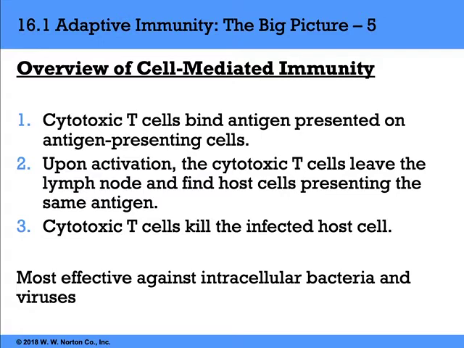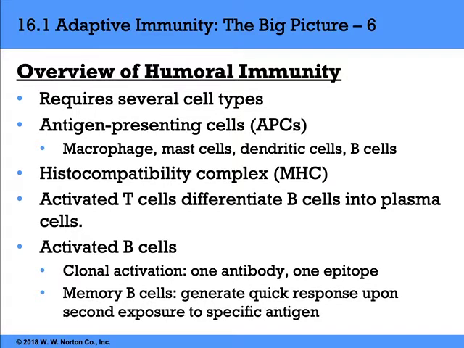That's why the helper T cell population is so critical in immunity, right? Once activated, the cytotoxic T runs out and finds infected cells and tissues and destroys them, okay? It's most effective against intracellular bacteria and viruses, which are going to be manufactured inside the infected cell.